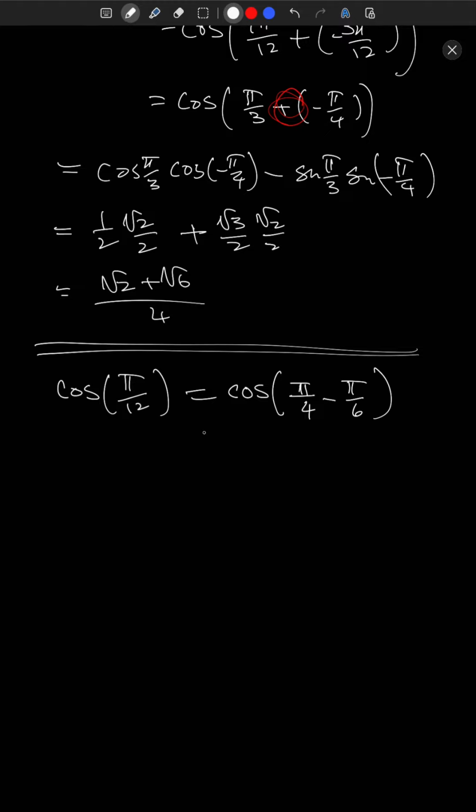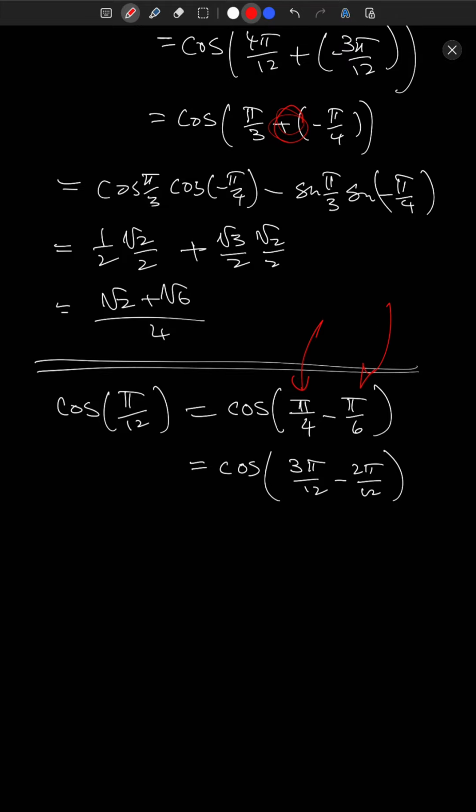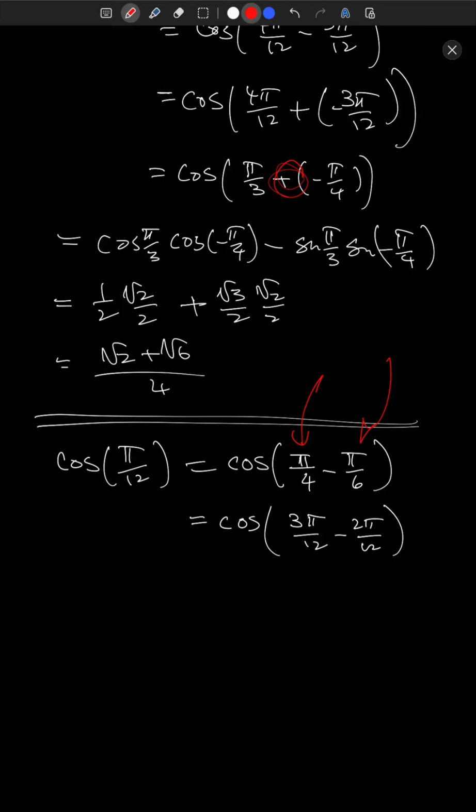So this works just as well, because if I do common denominators, this is going to be 3 pi over 12 minus 2 pi over 12, right? So that I get 1 pi over 12. Okay. And again, I'm all set because I know all the sines and cosines of pi over 4 and pi over 6. And of course, I'll get the same answer.